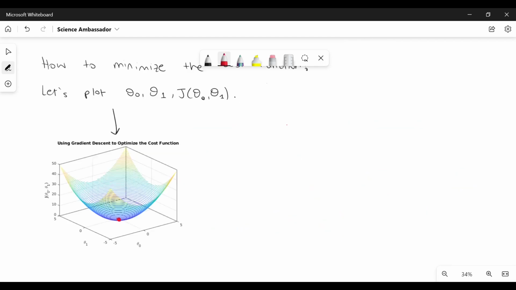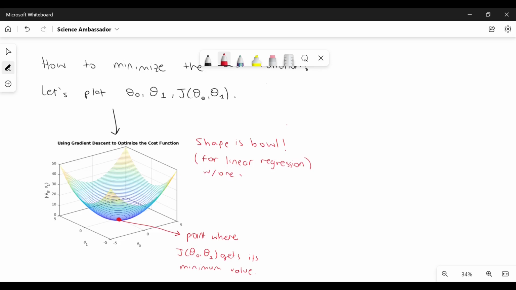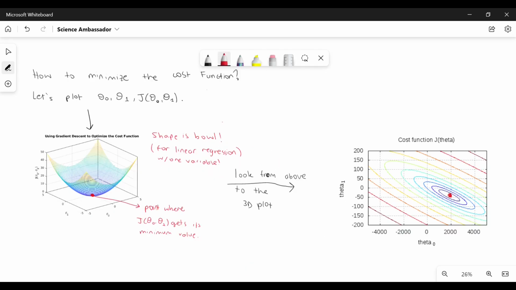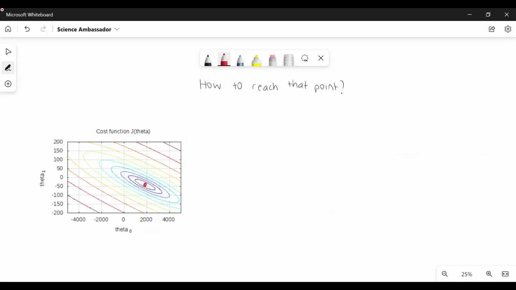To do that, let's first take a look at the 3D plot of the cost function with respect to theta 0 and theta 1. As you can see, the bottom of this bowl-shaped plot is where the cost function gets its minimum value. In linear regression with one variable, the 3D plot of the cost function is always bowl-shaped, so we are sure that there is only one minimum for the cost function. If you look at the function from above, we see something like this. Similarly, the minimum value of the cost function is in the middle of these ellipses. We'll reach that point with gradient descent.